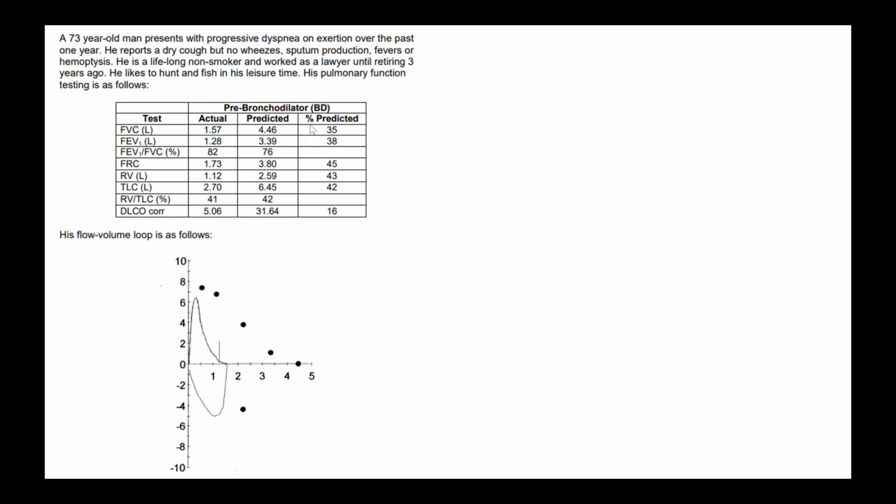FVC grossly reduced, FEV1 badly reduced, ratio is almost normal. The FEV1/FVC ratio actually is better than predicted, and total lung capacity is grossly low. Total lung capacity is very much restricted, lower than the predicted value, 42% only. And this is the flow volume loop picture. So what is the interpretation?